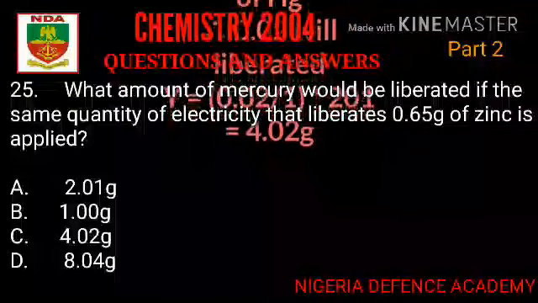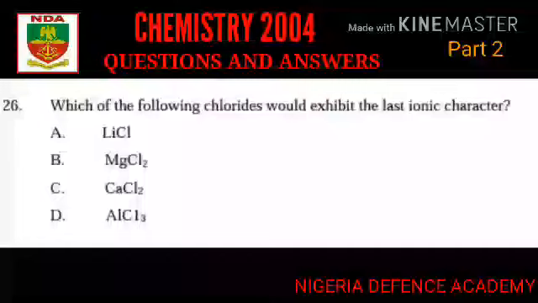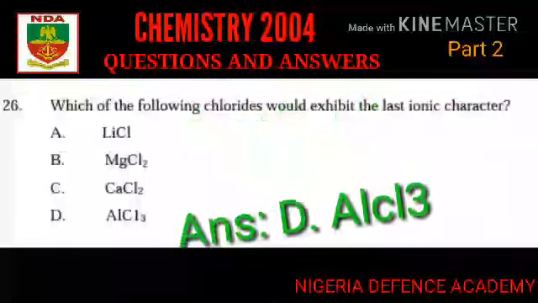Okay, question number 26. Which of the following chlorides will exhibit the least ionic character? Option A, lithium chloride. Option B, magnesium chloride. Option C, calcium chloride. Option D, aluminium chloride. Which of these options is the right answer? Well, I think the right answer here is option D, aluminium chloride.